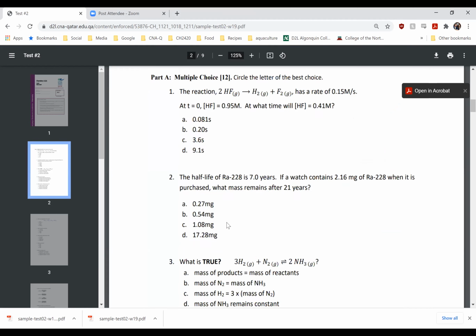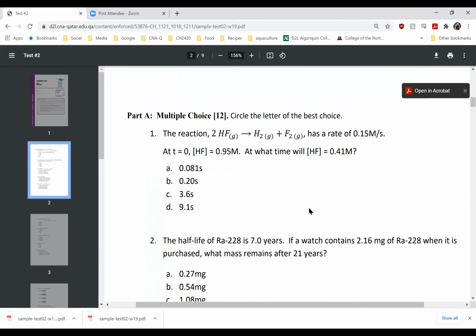So part A, let me zoom in a little bit. This is multiple choice. My test has 10 of them. So you'll see some of these in some way, shape, or form tomorrow. The reaction HF goes to H2 plus F2 has a rate of 15 moles per liter per second. And it says at time equals 0, the concentration of HF is 0.95. What time will HF be 0.41? This is kind of like a half-life type question.